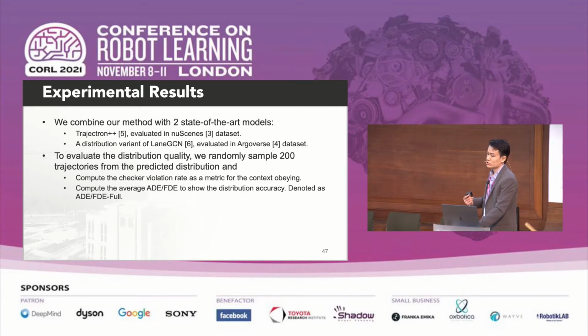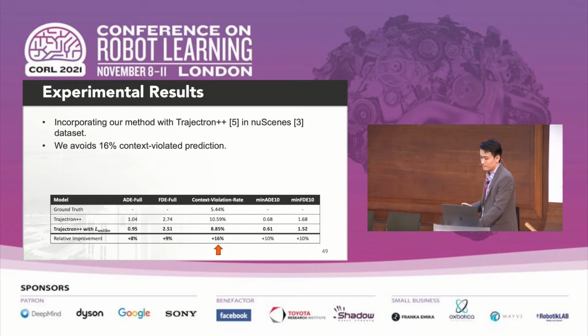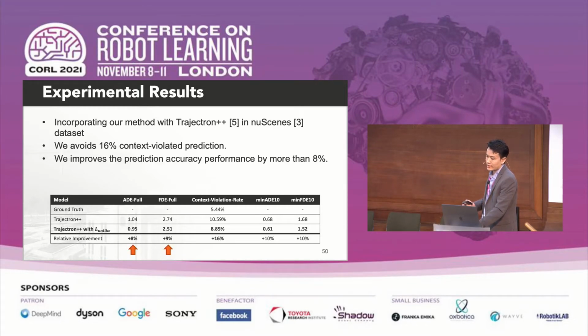To evaluate the distribution quality, we sample 200 trajectories from a predicted distribution and compute the checker violation rate as a metric for context obeying, and compute the average ADE and FDE over these 200 samples to show the distribution accuracy, denoted as the ADE FDE here. When our method is incorporated with Zahran++ on the nuisance dataset, we avoid about 16% of context-violated predictions and improve the prediction accuracy by more than 8%.